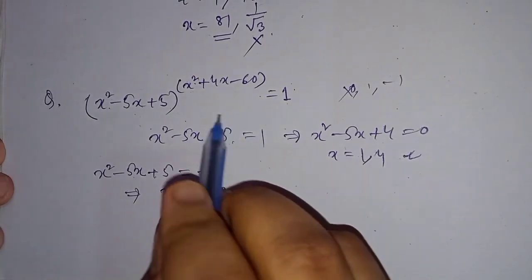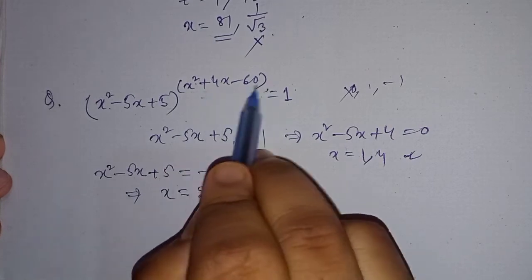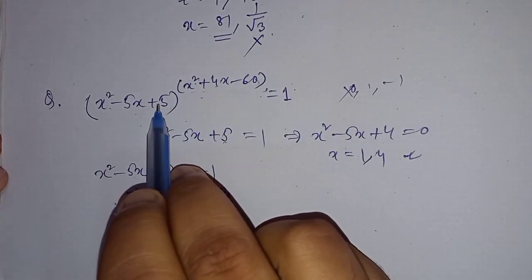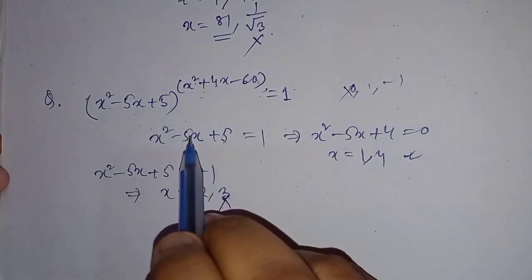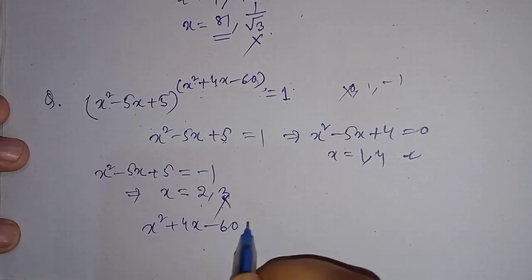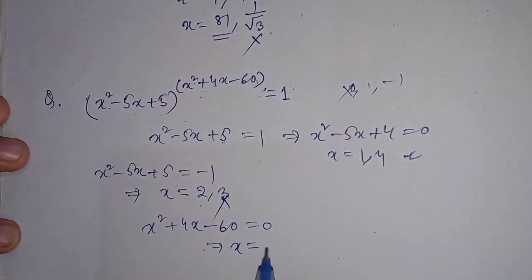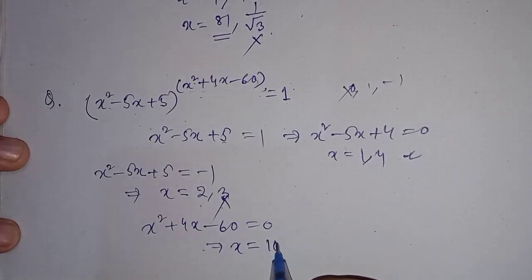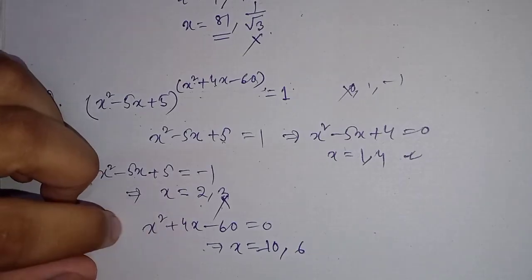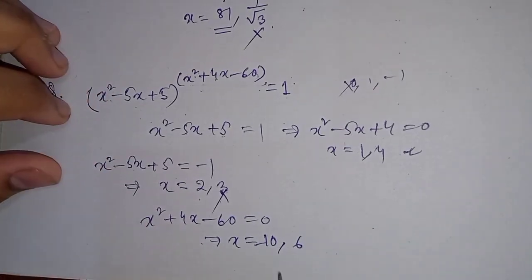One more case that will arise is if this is equal to 0, anything to the power 0 is 1. If that base is not equal to 0, since 0 to the power 0 is not defined, else anything to the power 0 is 1. So x square plus 4x minus 60 equal to 0. From this we will get x equal to minus 10, 6. So we can factor x plus 10, x minus 6. So these are our complete solutions.